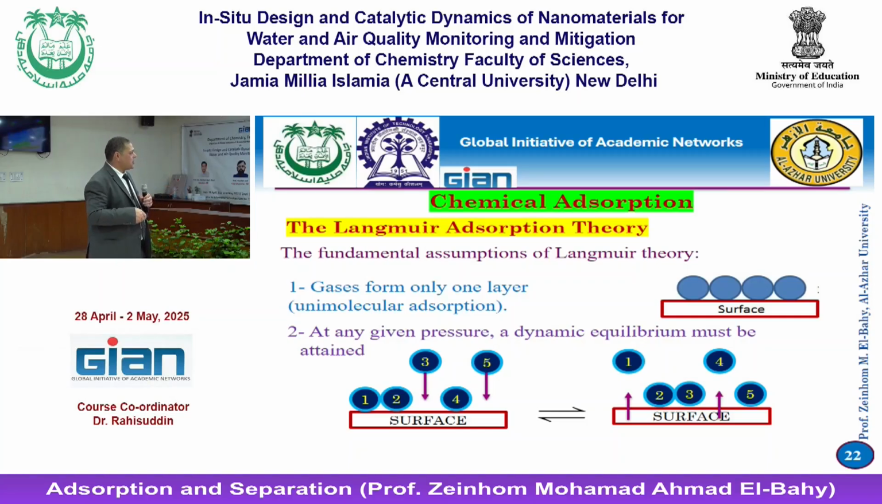Next, at a given temperature, a dynamic equilibrium must be attained. Dynamic equilibrium means there is adsorption and desorption, like this. 1, 2, and 4 are adsorbed, 3 and 5 are not adsorbed. Then equilibrium occurs. You can see only 2 left the surface, desorbed, and the other 2 were adsorbed on the surface. So there is a dynamic equilibrium. It is not static equilibrium. Dynamic equilibrium means adsorption and desorption occur, and so on.